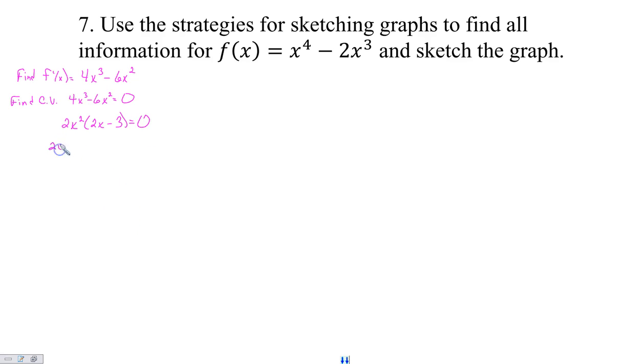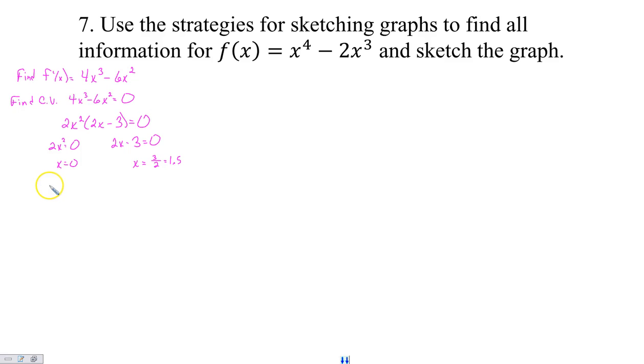We're going to take our 2x squared and set it equal to 0. This is going to give me a critical value of 0. And if we take 2x minus 3 and set it equal to 0, we're going to have a critical value of 3/2 or 1.5, whichever one you want to use. I think MyLabs Plus prefers the fraction, but we can list it whichever way you want to.